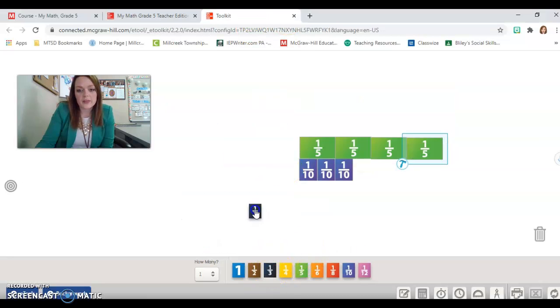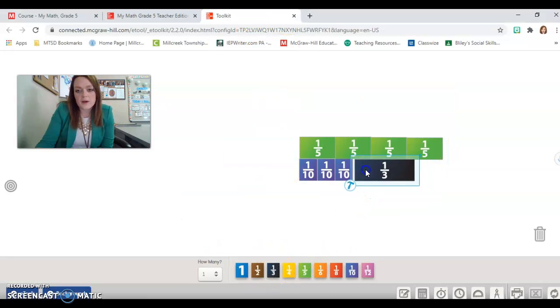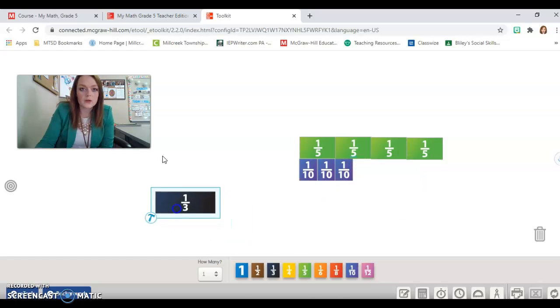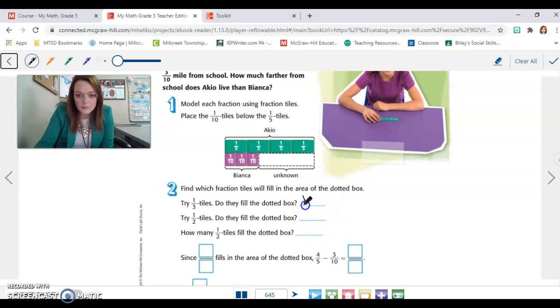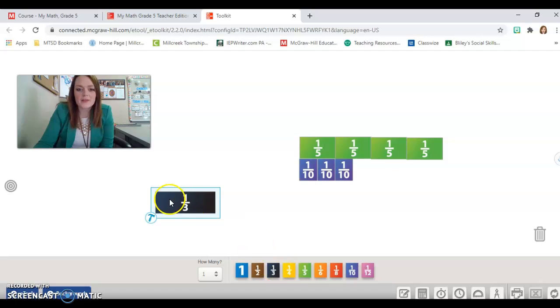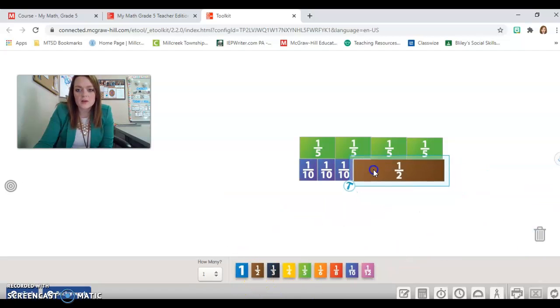Let's see, we have 1/3. Does this fill up the spot? No. So let's go over here and write no. All right, so now let's try 1/2. Does 1/2 fill this box? Yes. So this is a way to solve.